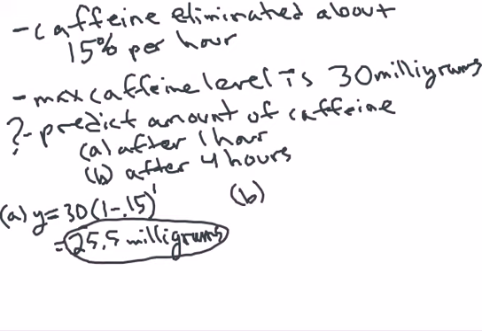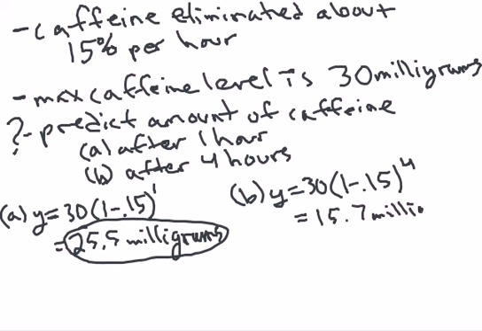And part B is very similar, except T is 4. Go ahead and plug that into your calculator. And you get, rounded to the nearest tenths, 15.7 milligrams. Okay, and we are talking about word problems here. They have a context, so make sure you include your units. Okay, so there you have two examples. You have an example of exponential growth and exponential decay.